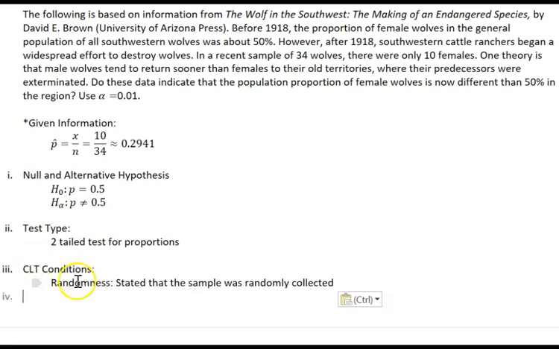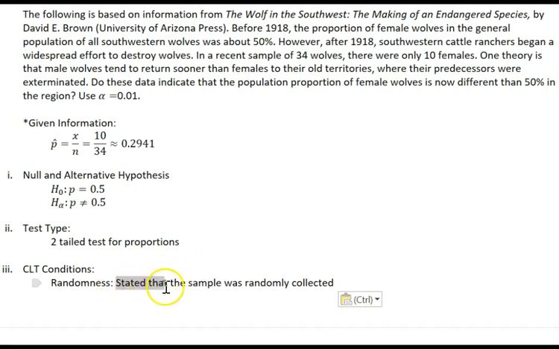My first condition is randomness. This was conducted by some researchers, and it should state that my sample was randomly collected. Where is that stated in here? It says in a recent sample of 34 wolves, one-third of male wolves tend to be returned to certain other territories. So I guess it doesn't say that it was random, but if it's not stated that it's random, then we can assume randomness. So let's make a check here.